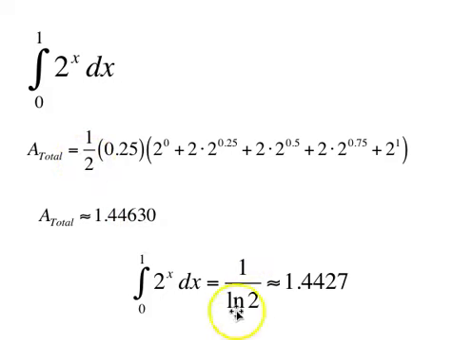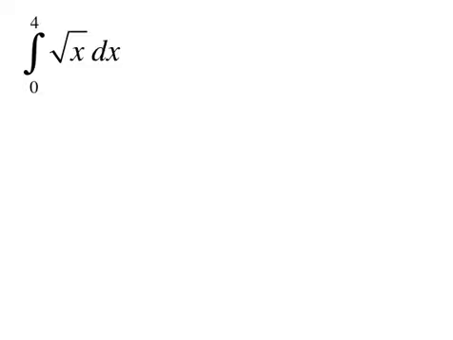Now, this integral, the antiderivative of 2 to the x, is 2 to the x over natural log of 2. And our exact answer here is 1.4427. And you see that our approximation using the trapezoidal rule is pretty close to our exact answer. But I want you to understand, in many cases, the antiderivative will be impossible to find, and you have to use a technique like the trapezoidal rule or some other numerical approximation.